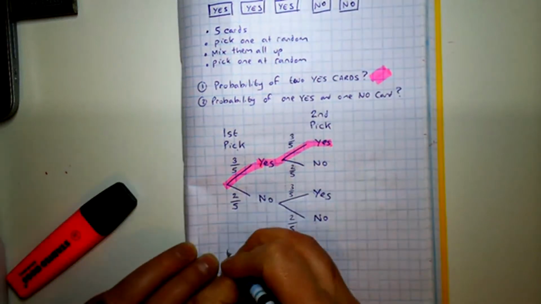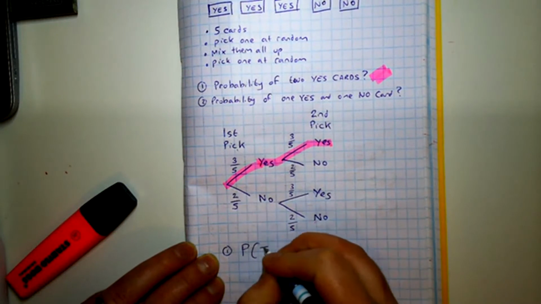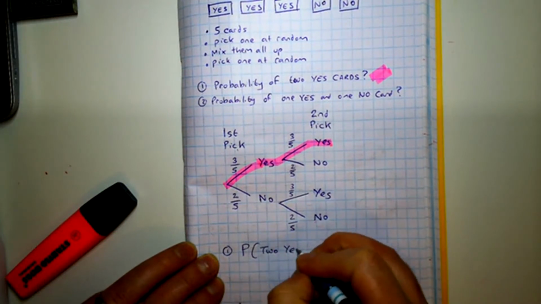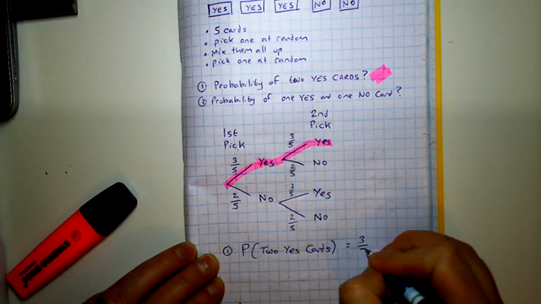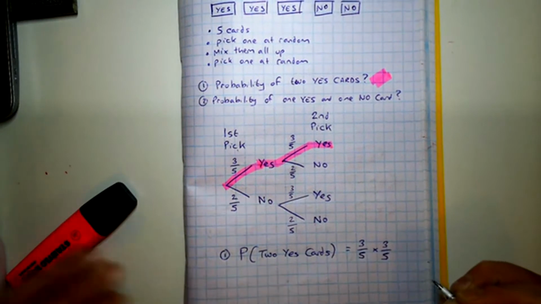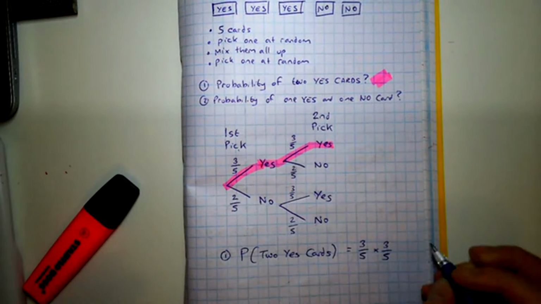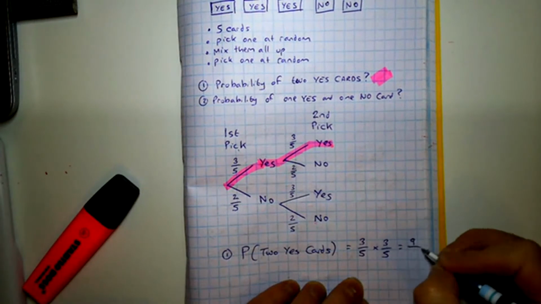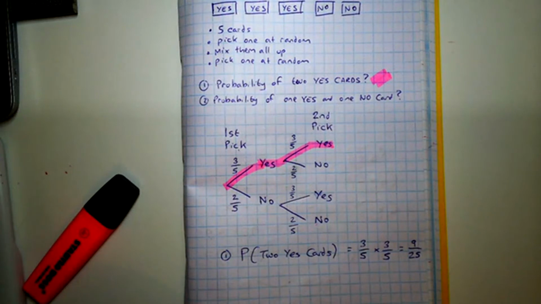So for question 1, to work out the probability of 2 yes cards, I'm going to multiply these together. And you can use a calculator at this point if you want, but I know multiplying fractions, just multiply the top and multiply the bottom, and that's going to get me my answer, 9 out of 25, 9/25. So that's how to do the first one.